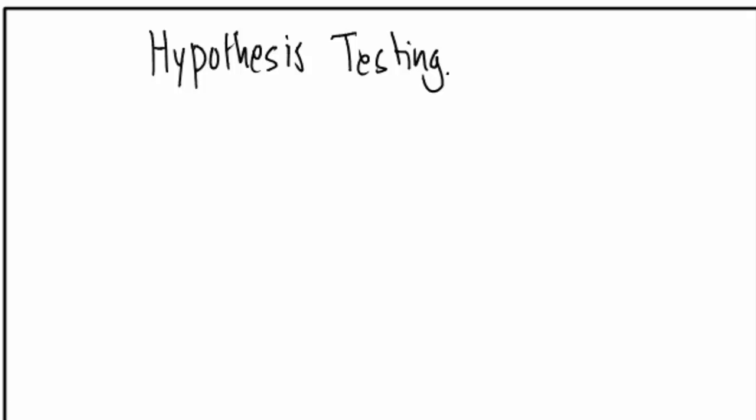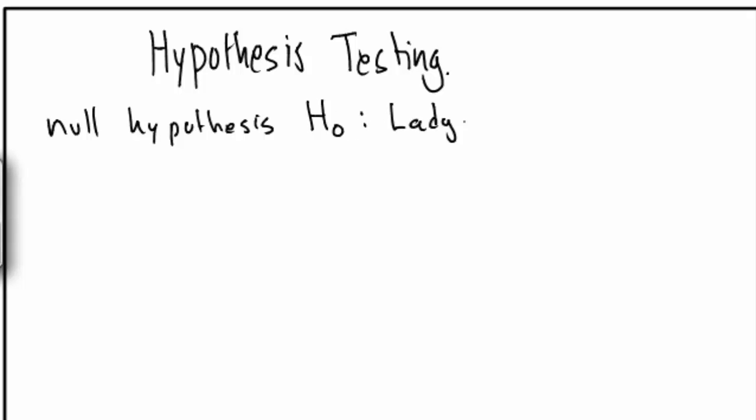like this. There is this lady who claims that she can tell whether the milk or the tea was added first to a cup. To evaluate this statement, Fisher set up a null hypothesis called H0, stating that the null hypothesis is simply that the lady has no such ability to tell whether the milk or the tea has been added first to the cup.